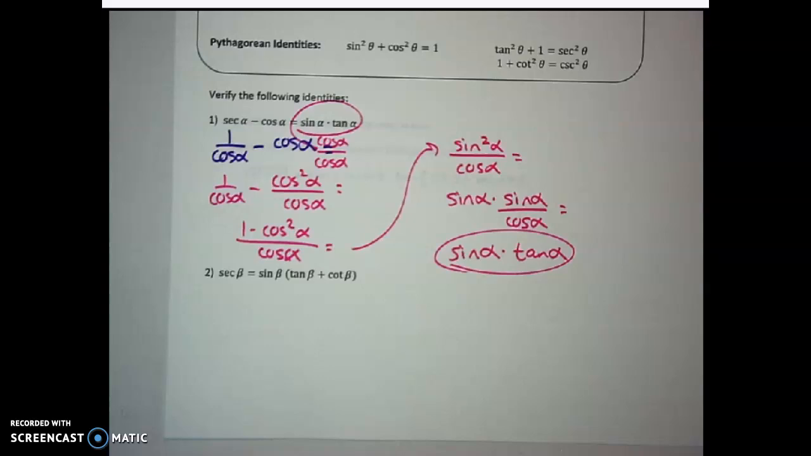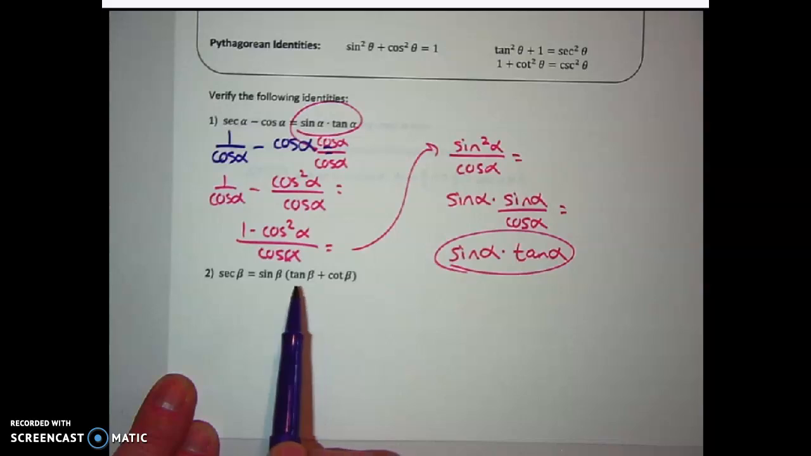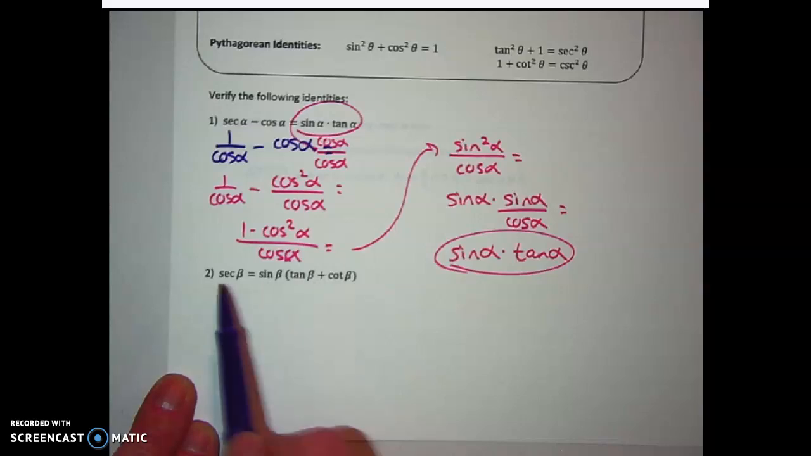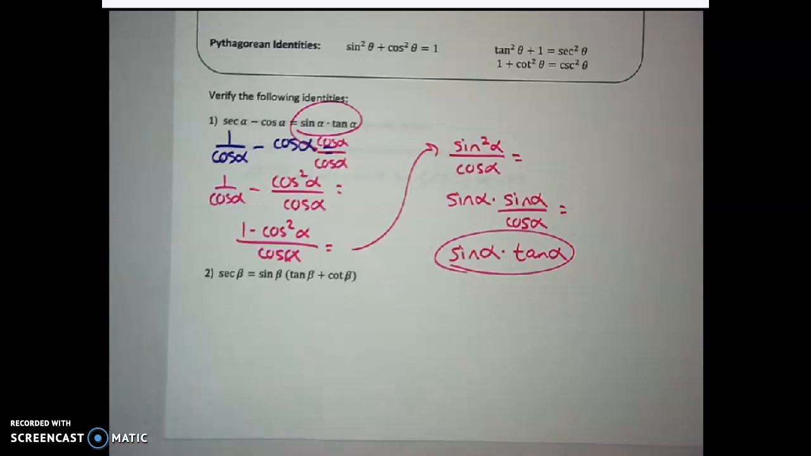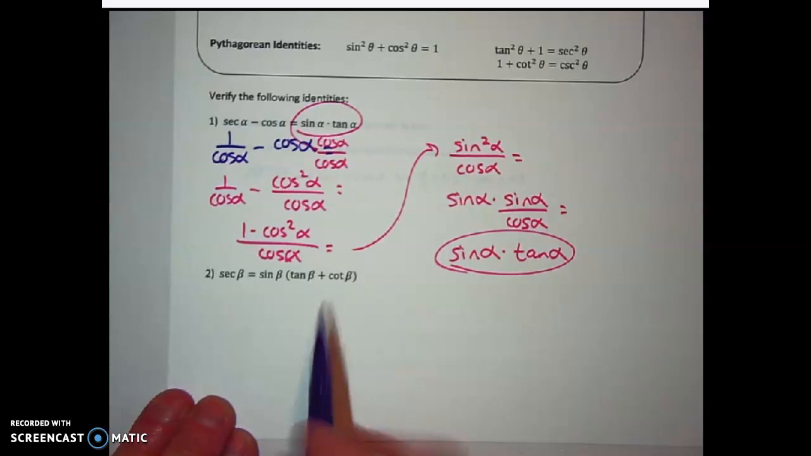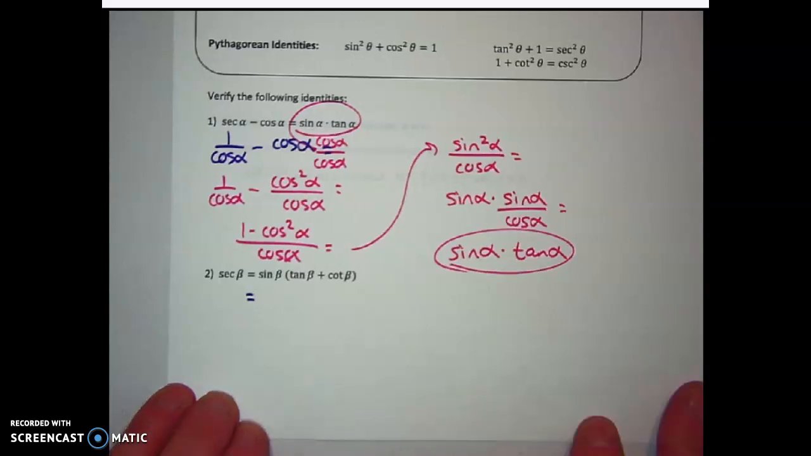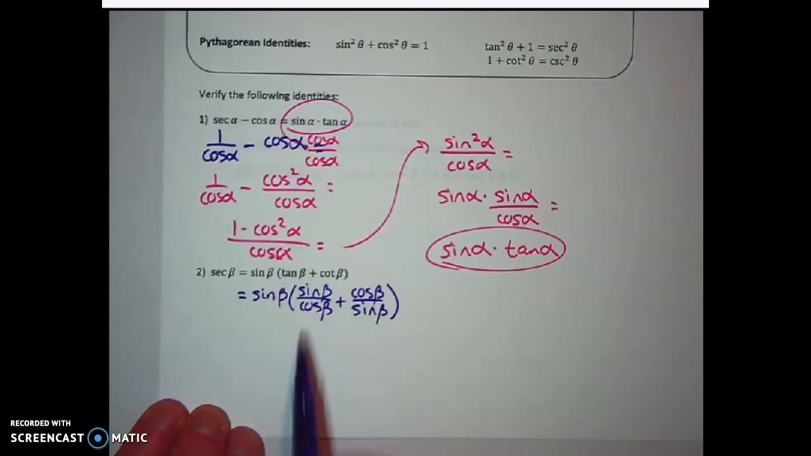When we take a look at number 2, it'll be a whole lot easier to simplify the right-hand side, try to somehow combine all this and get it into the secant of beta, rather than figure out how to expand the secant of beta. So again, the first thing I'd like you to do is leave the left-hand side alone. Go ahead and change the right-hand side into everything in terms of sine and cosine. So tangent is sine over cosine, cotangent is cosine over sine.